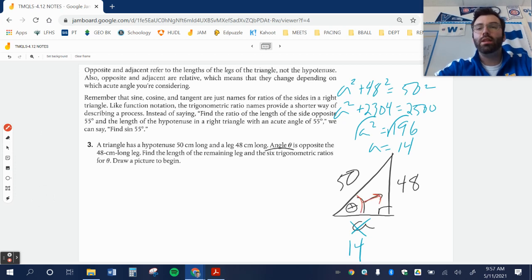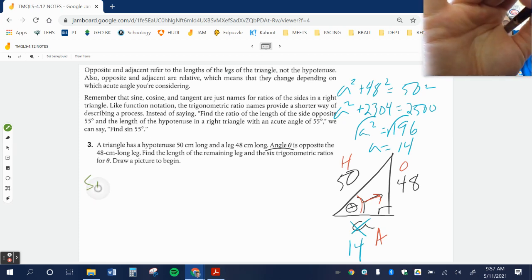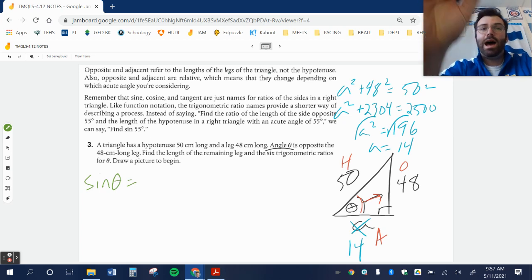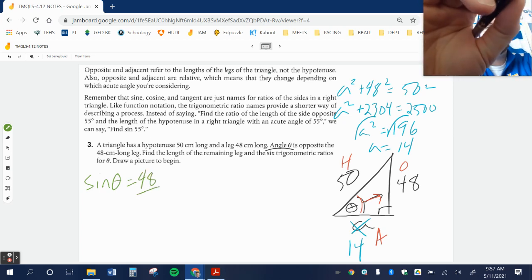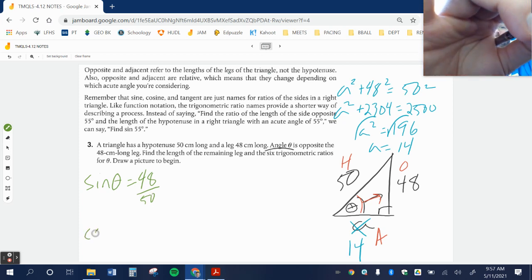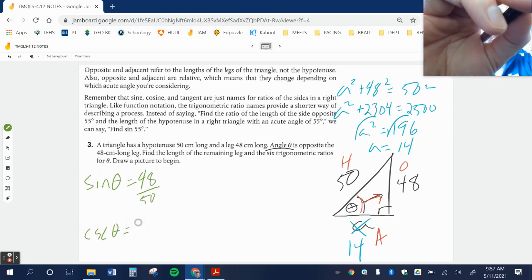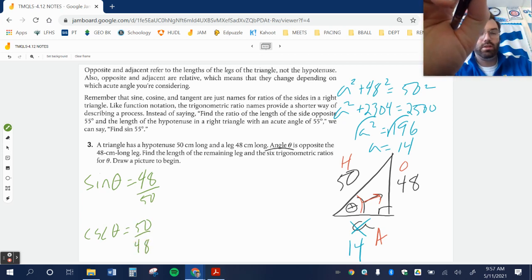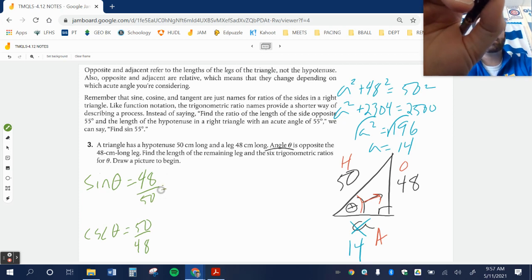We knew already that 48 was the opposite. This is the hypotenuse, and that makes this the adjacent side. I want to find our 6 trig functions. So sine of theta, opposite over hypotenuse. Opposite is 48. Hypotenuse is 50. That means the cosecant of theta is going to be 50 over 48. We should reduce these. Divide both by 2. 24 over 25. Divide both by 2.